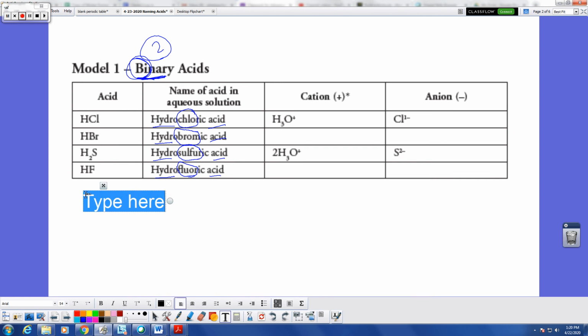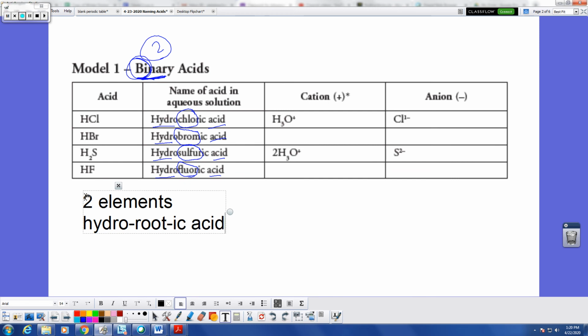So, binary acid. Let me type your little things. Binary acid, two elements. Hydro, root, ic, acid. Okay, and you should be taking some notes, guys, as we go through this, so that you'll have those notes to refer to when you go to do the assignment.